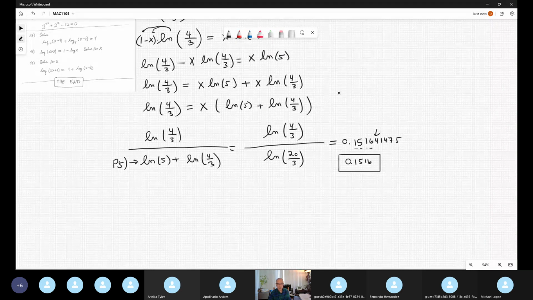The prediction for 4/3 is greater than 1. So this logarithm would be positive. And 20 over 3 is greater than 1, of course. So it's positive. Positive divided by positive is positive. Exactly, we get that.